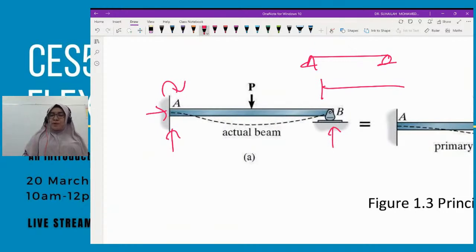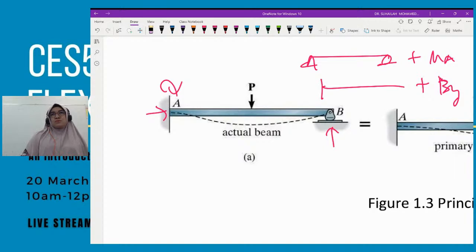Okay, can we remove BY? Bolehlah remove BY because bila kita remove BY, dia jadi cantilever beam, right? Okay, can we remove MA? Bila kita remove MA, dia jadi simply supported beam. Okay? Can we remove AY? No. Dia jadi unstable. Kan? There is no support. Okay? For this, there is no support. Okay? So AY cannot be the redundant.